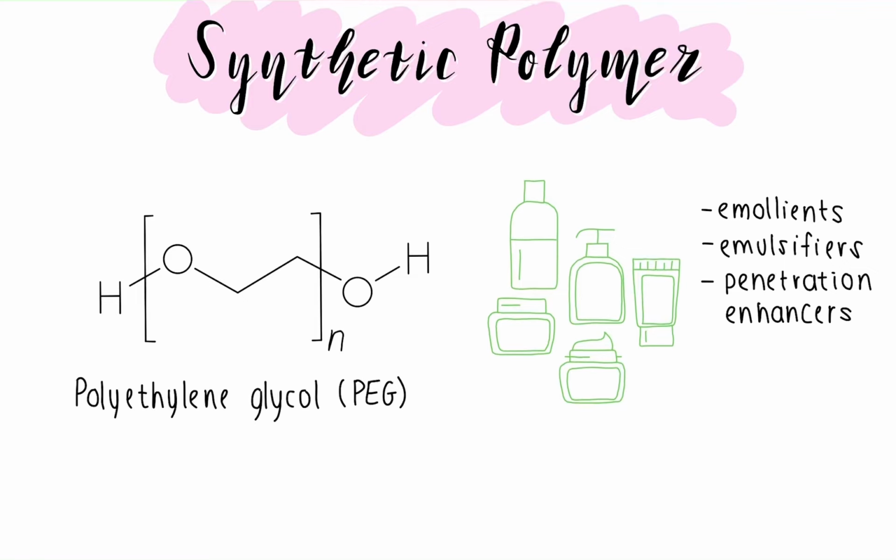Synthetic polymers are artificially produced in labs through controlled chemical reactions. An example of synthetic polymers is polyethylene glycols and their anionic and non-ionic derivatives, which are largely used as emollients, which help soften and lubricate the skin, emulsifiers, which help water-based and oil-based ingredients mix, and penetration enhancers, which aid in delivering ingredients deeper into the skin. Polyethylene glycols, which are soluble in water, are very useful at helping less soluble ingredients dissolve.